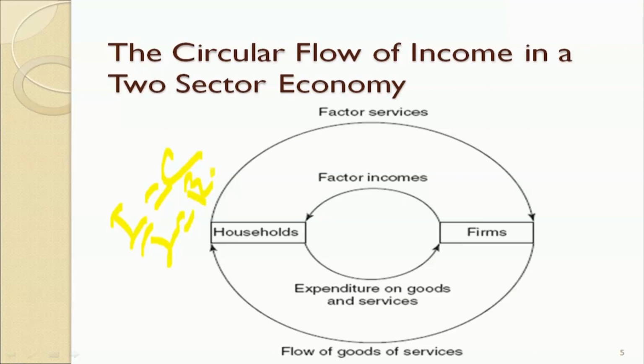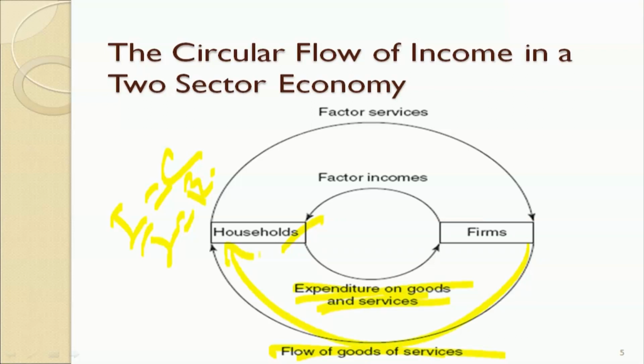So, let me take the first one, the household, and what would be the relationship between the households and firms. The first one: households are purchasing goods and services. The household spends expenditure on goods and services, which they purchase from the firms. For the firm, the flow of goods and services is transferred from the firms to the household. This is the first one.